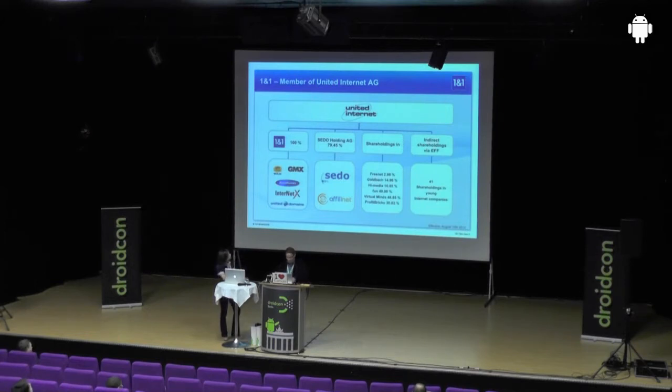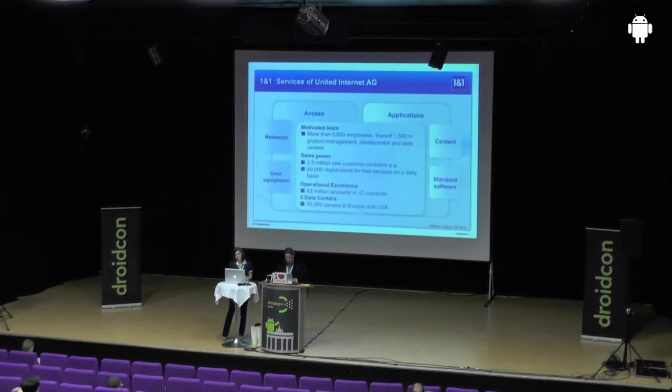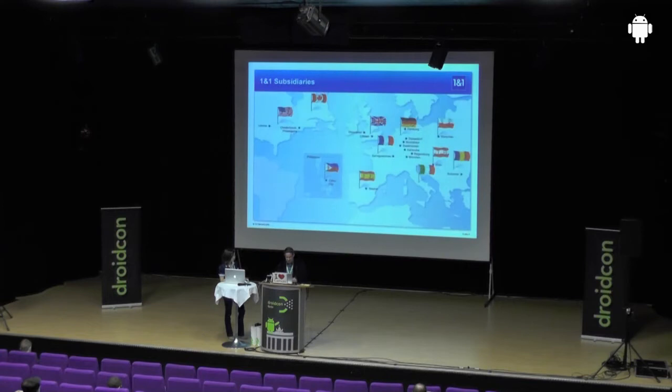So 1&1 belongs to the United Internet Consortium. It's one of the biggest hosting companies in Germany, in Europe, and also one of the biggest in the world. We have over 5,000 employees, and we're delivering everything that you would need for accessing the internet, but also running your own business in the internet.